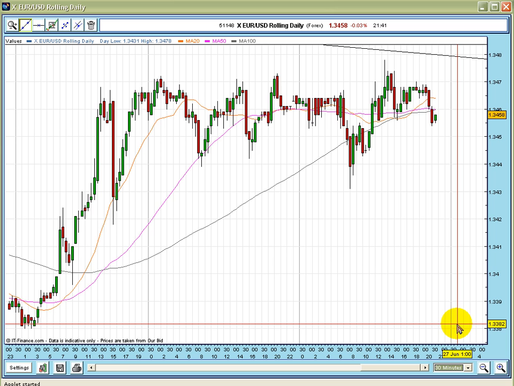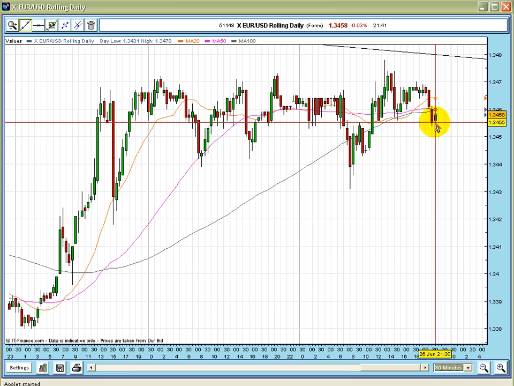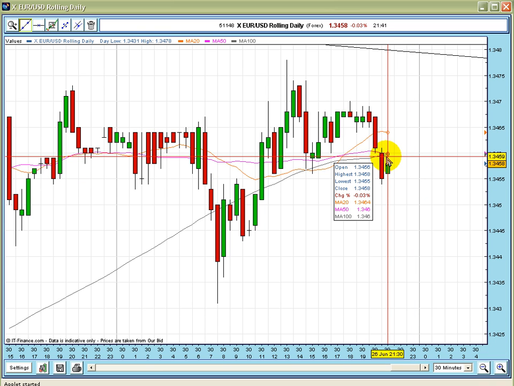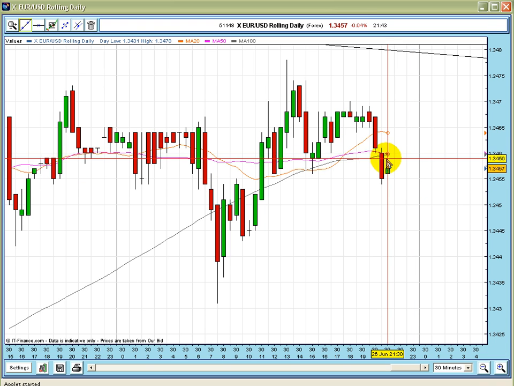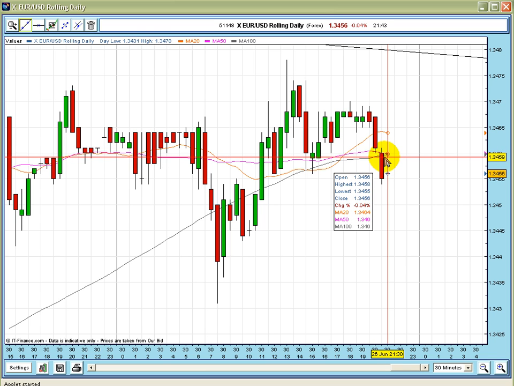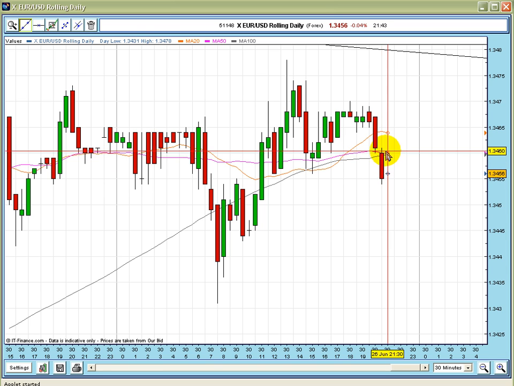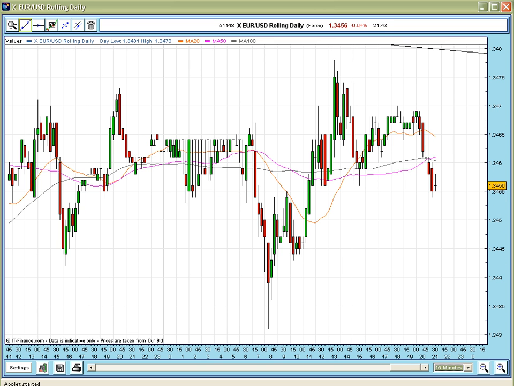It's trading at the moment just below those moving averages. That 50 period moving average is just touching that 100 period moving average. If that crosses, then we might start looking at smaller time frames and hopefully looking for a trading setup to go short. But at the moment, as it is now, there's no trading setup to go short.